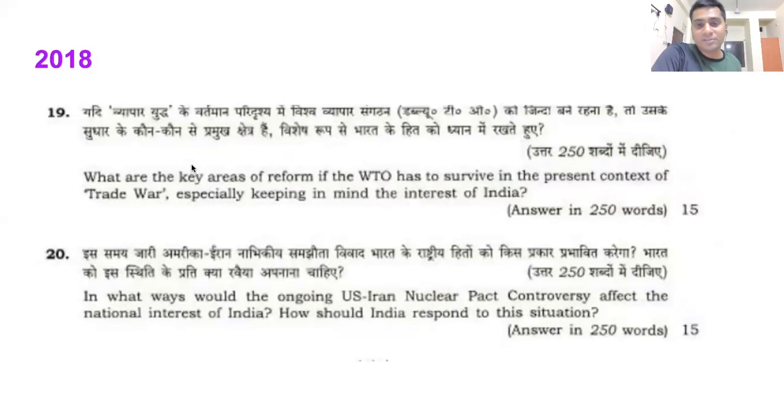What are the key areas of reforms in the WTO? Important international institutions. If the WTO has to survive in the present context of trade war, especially keeping in mind the interests of India.